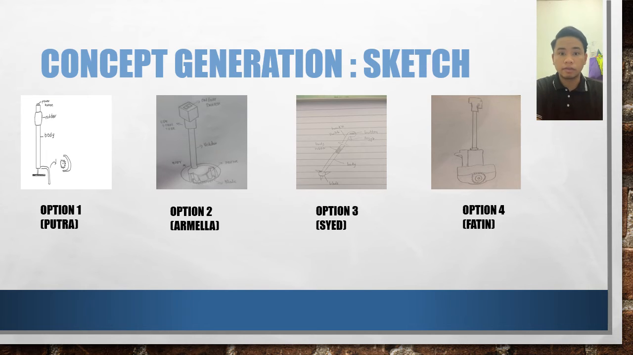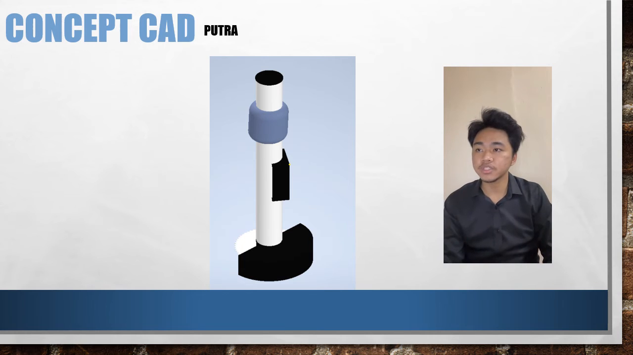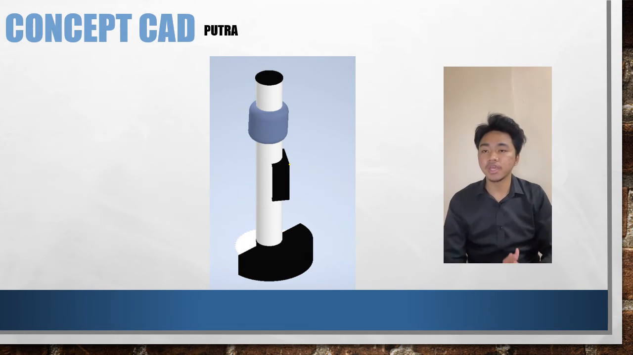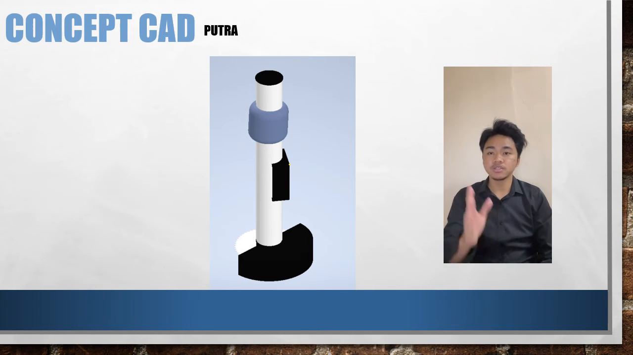Next is the sketch of the concept direction. Each of us has already drawn our own idea for this project, and these are the sketches for this project. From the sketch above, I am able to draw a detailed part of my sketch using Autodesk Inventor. So, this is my result for the detailed sketch of my product.